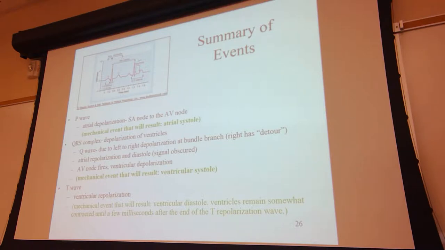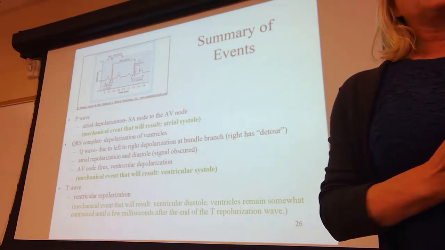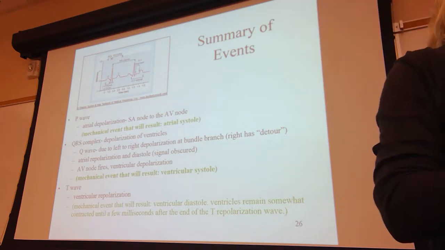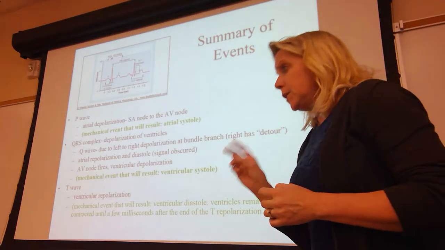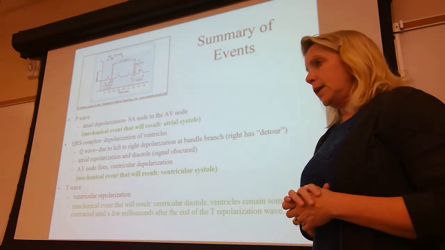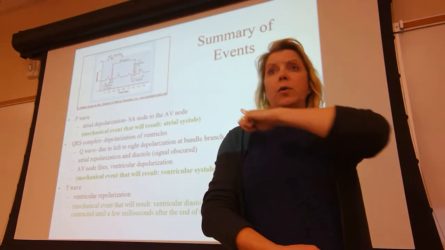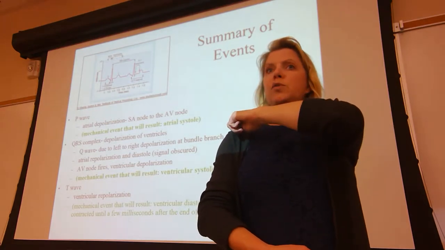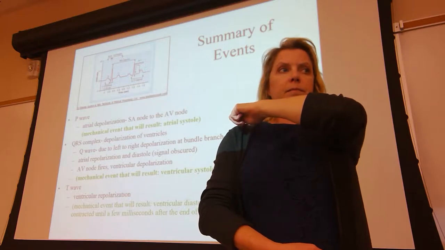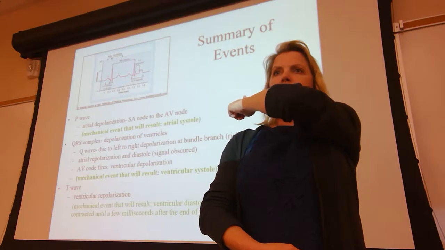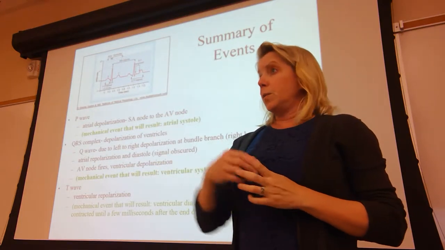P wave, just to say it again, is basically showing you atrial depolarization. When we learned about vector analysis, you learned why the pen went up for the P wave when we used lead 2 as our recording lead. Clearly, if we used AVR as our recording lead, the P wave would go which way? AVR goes up and to the right, so the P wave would be inverted, wouldn't it?